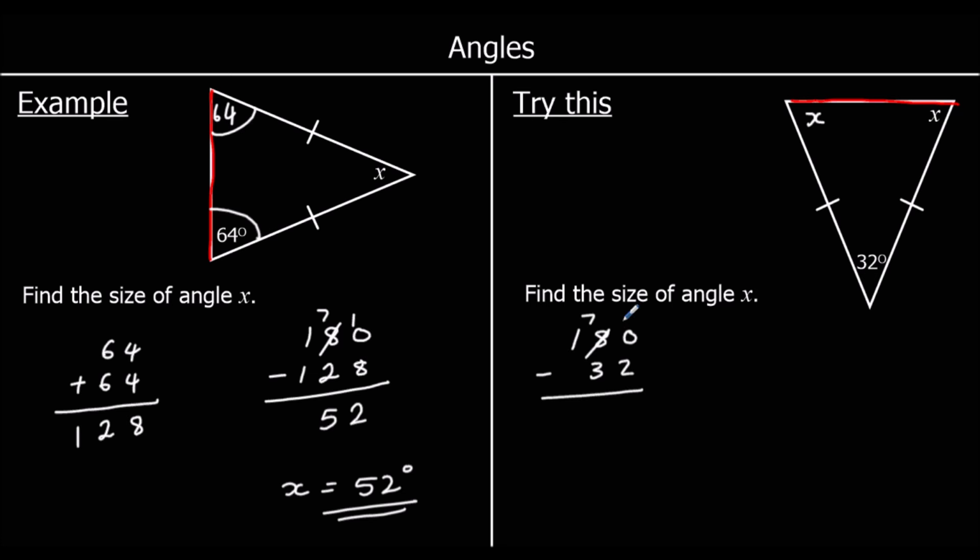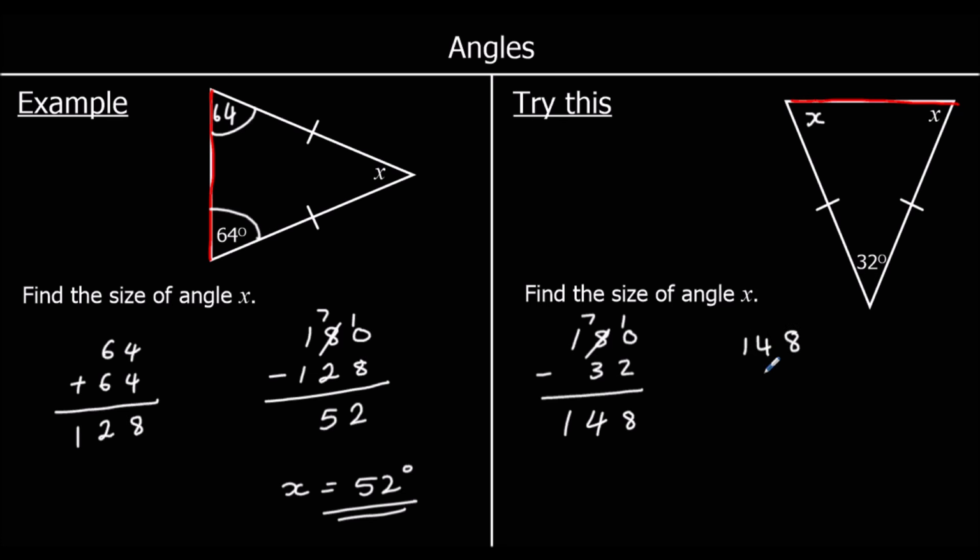So again, we'll take one off the tens and add it to the ones. 10 take away 2 is 8. 7 take away 3 is 4. And 1 take away nothing is 1. So both of these two missing angles, they're the same, and they add up to 148.